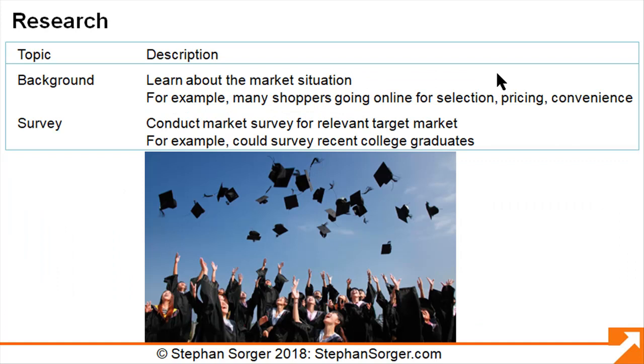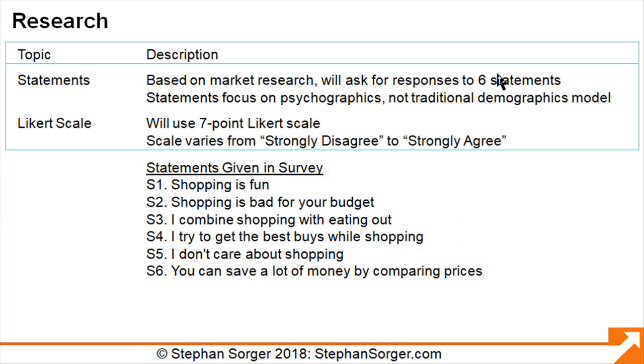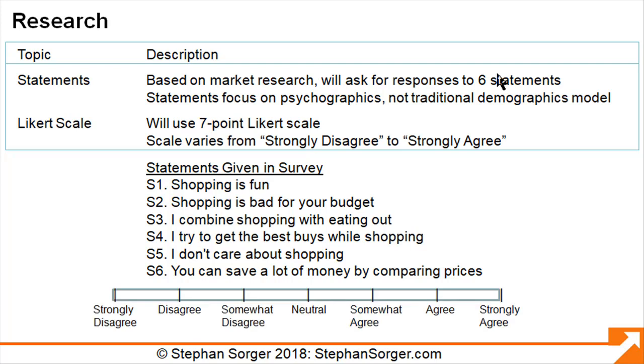In the research slide, we summarize the research we conducted to gather the data, such as surveying recent college graduates. In our case, we'll be collecting psychographic data on shopping beliefs by gathering responses on 6 statements listed on the slide. Statement 1, shopping is fun, Statement 2, etc. We'll be using a 7-point Likert scale for the responses, from 1 for strongly disagree to 7 for strongly agree.